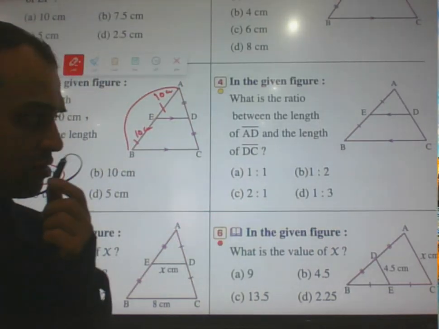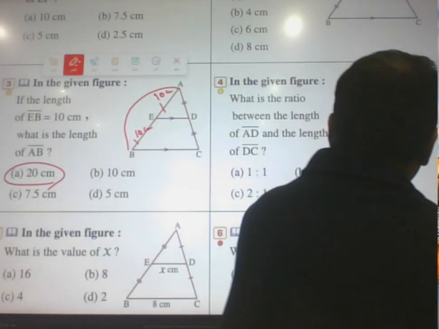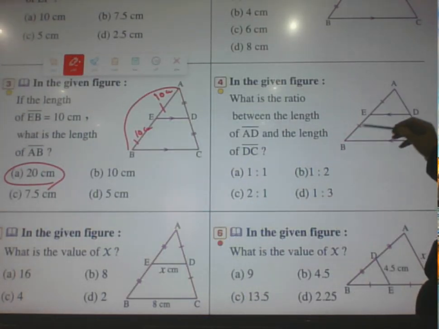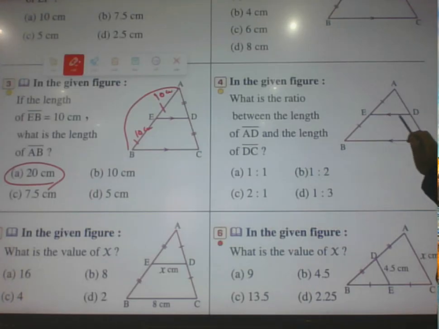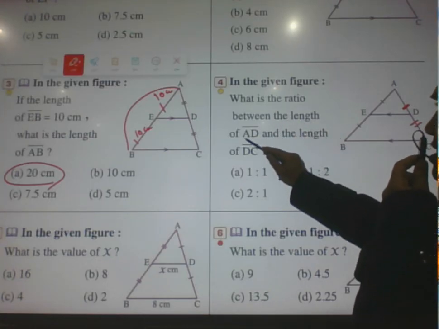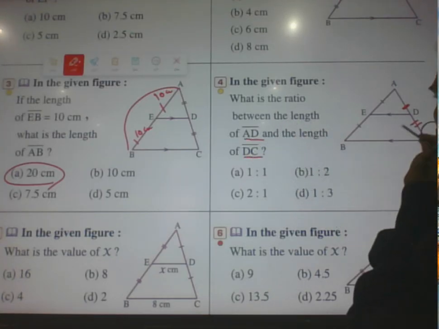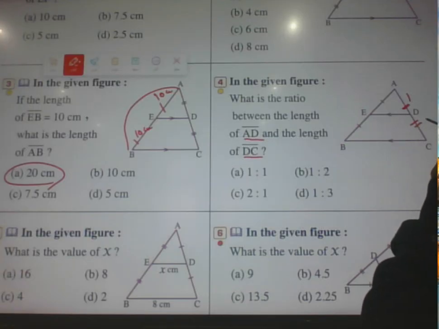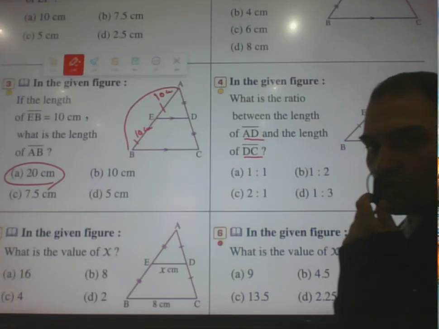Next question here, number 4. We have a triangle also, and D is the midpoint of side AB. DE is parallel to BC, then ED we call the mid segment because E also lies at the midpoint of AC. The ratio will be 1 to 1. He wants to find the ratio between the length of ED and DC. ED one part and DC one part also, then the ratio will be 1 to 1.